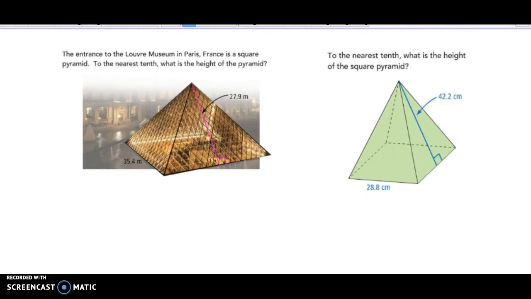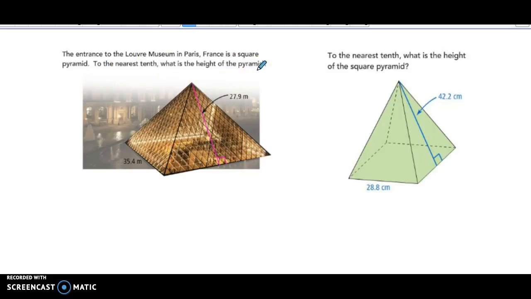And next we are going to take a look at a very, very beautiful place. I don't know if any of you have been fortunate enough to visit, but this is on my bucket list. The entrance to the Louvre Museum in Paris, France is a square pyramid. So obviously it's a pyramid because it comes to a point and has these triangular faces, but it's a square pyramid because the base is a square. So we want to find to the nearest tenth the height of the pyramid.